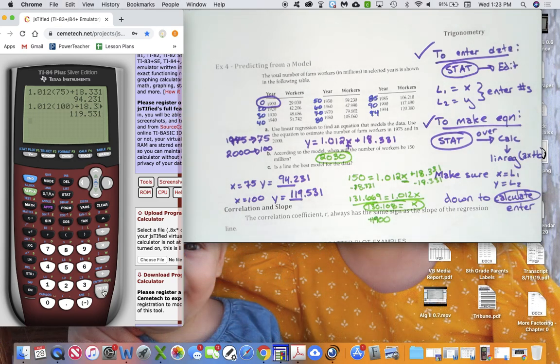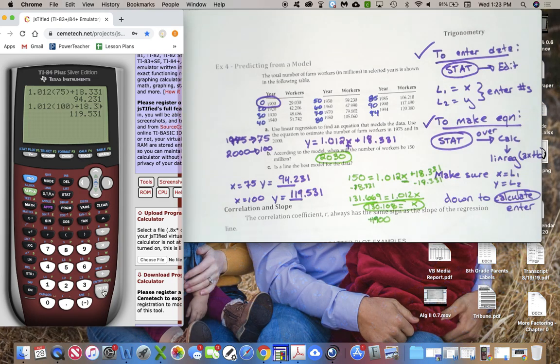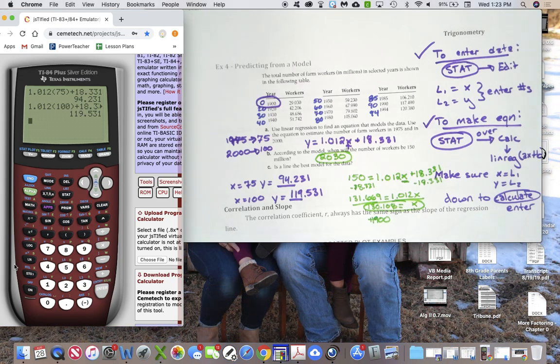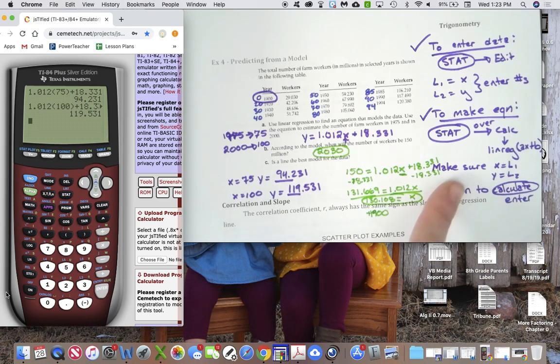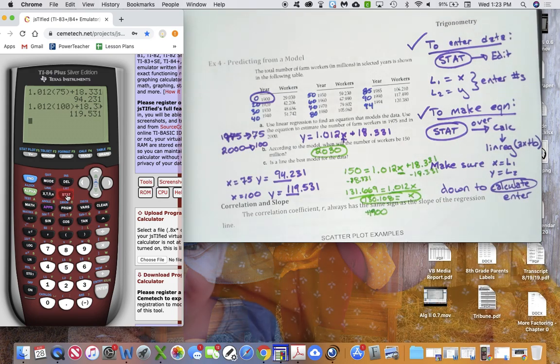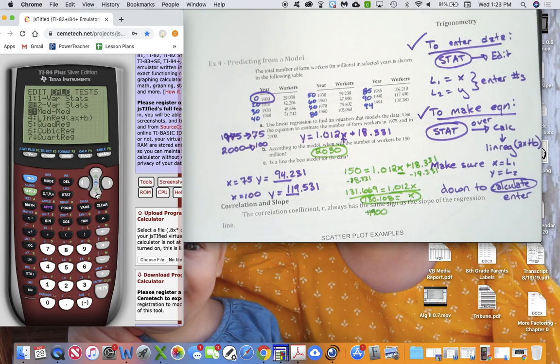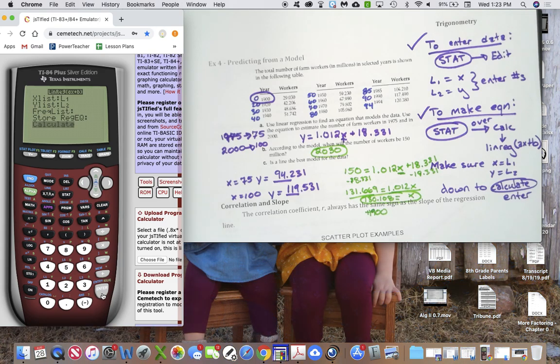Now, part C, though, refers to the R. Okay, on your page where it said R, do you remember how to get to the R on your calculator? It's the same place as making the equation. So let's go back to our stat calc, go down to linear regression, and it's going to spit out your R value, except on mine, my diagnostic is not on. I got to turn that on.